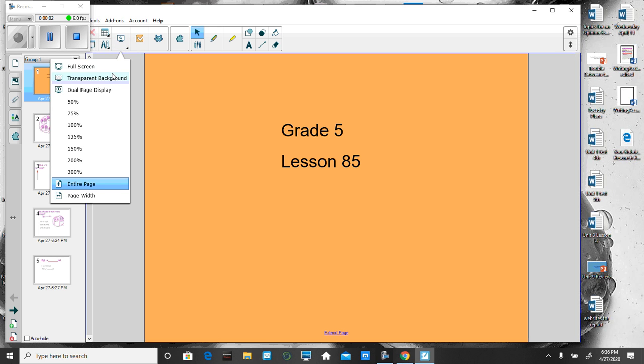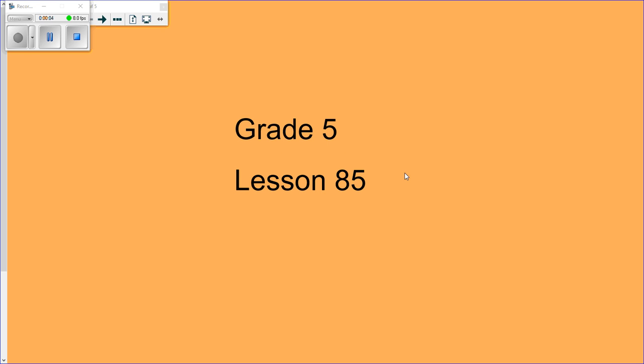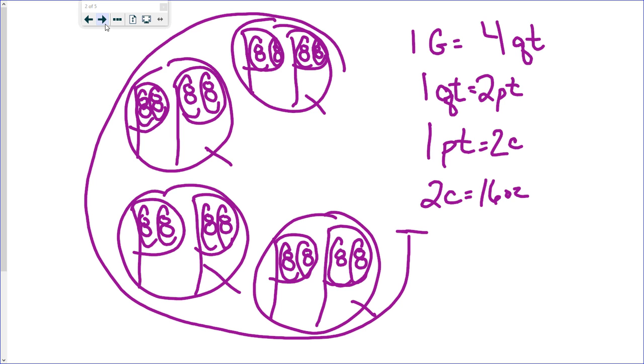Hi, fifth grade. This is our lesson 85, and this lesson talks about the idea of capacity, liquid measurements. So I'm going to start out with our visual for knowing gallons, quarts, pints, cups, and ounces. So we start with the big G. The big G stands for gallon.